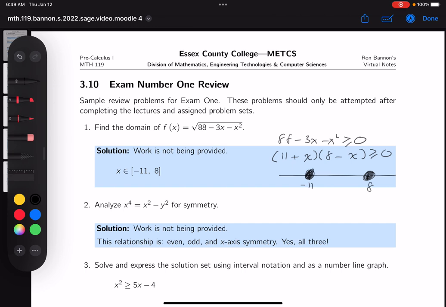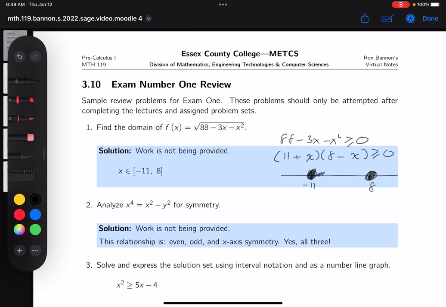If you took a number between minus 11 and 8, like 0, and plugged it in, you get positive times a positive, which is a positive number, and positive numbers are certainly greater than 0. If you took a number below minus 11, like minus 15, plugged it in, you get a negative times a positive, which is negative, and negative numbers are not greater than 0. So I found the domain of the problem, and the domain of the problem is x is in this interval. What's the interval going to be? Minus 11 up to 8 inclusive.